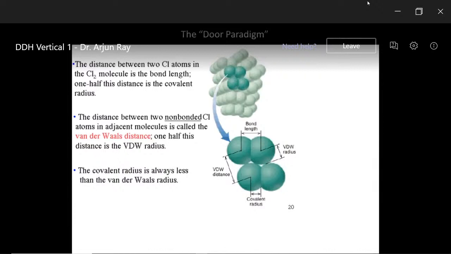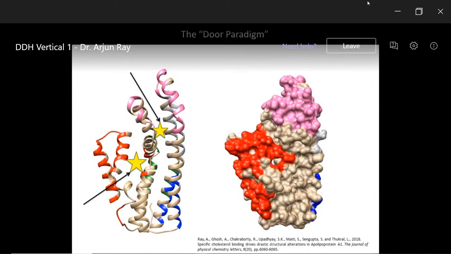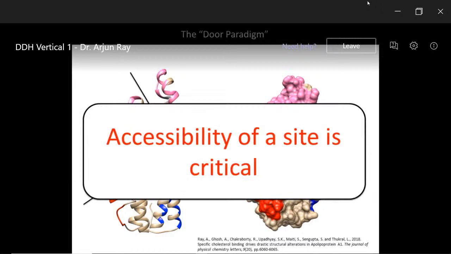The van der Waals distance, as many of you may know, is the distance between two non-bonded atoms in adjacent molecules just touching one another. I would like to highlight this even further with an example where you imagine these three points. This green point seems to be very accessible through these two blue points. But what if the van der Waals radii show that the green point, which was seemingly accessible, is actually not? So I would again like to emphasize that even though these two points seemed very readily available, accessibility of a site is actually critical, and van der Waals radii and steric hindrances play a huge part in this.